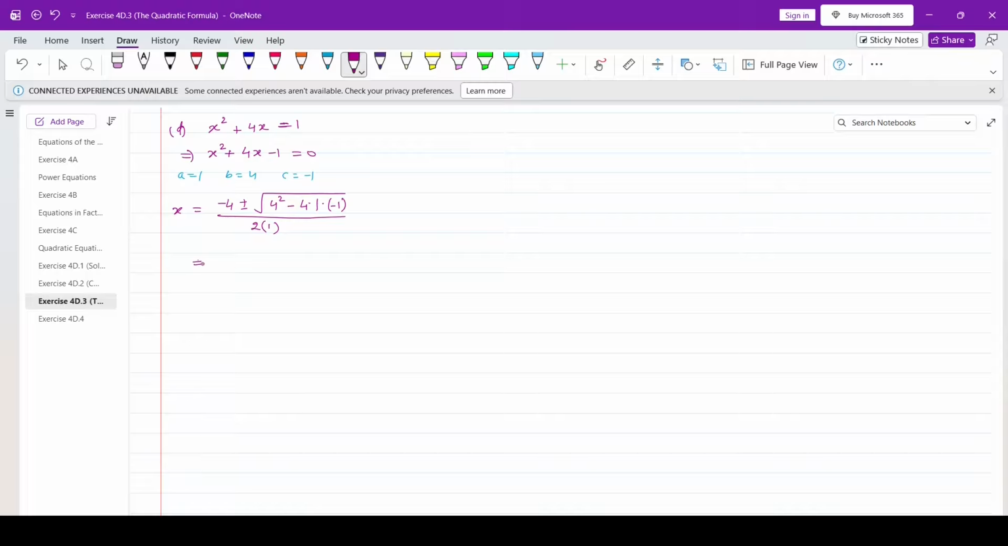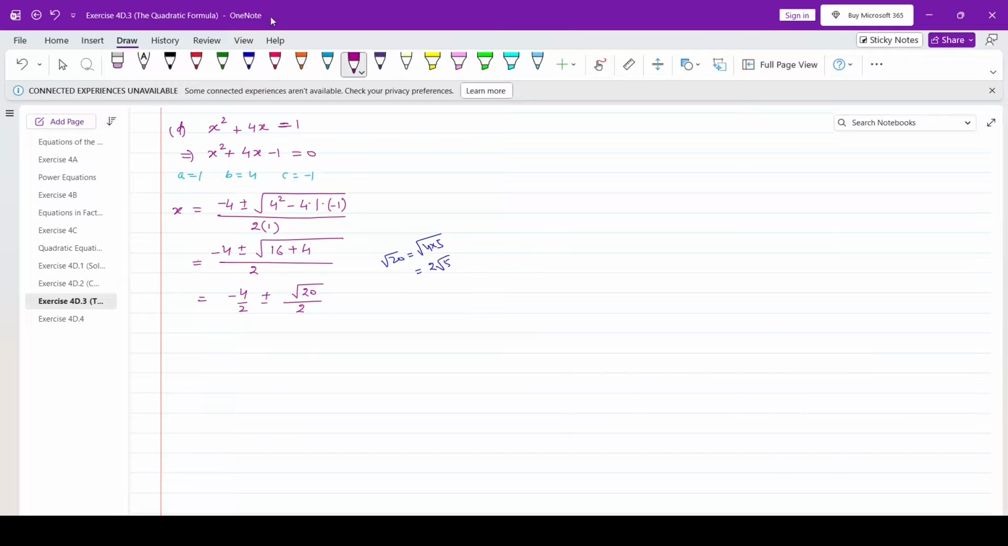So this becomes negative 4 plus or minus square root of 16 plus 4, divided by 2. If we solve it, we get negative 4 by 2 plus or minus square root of 20 divided by 2. Now we know root 20 can be written as root 4 times 5, and that in turn can be written as 2 root 5.